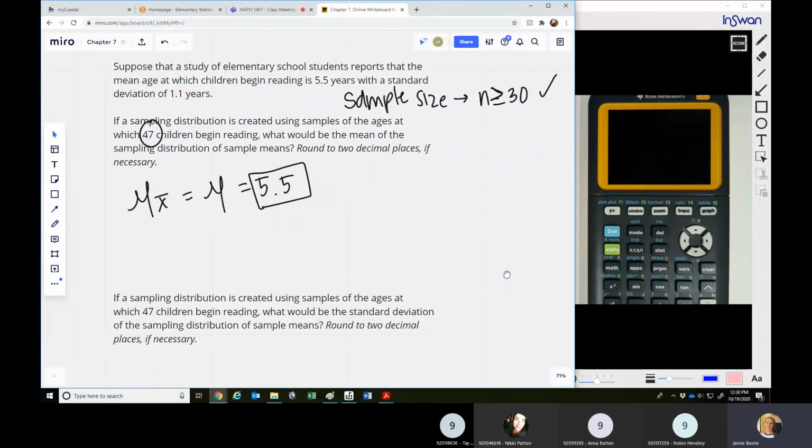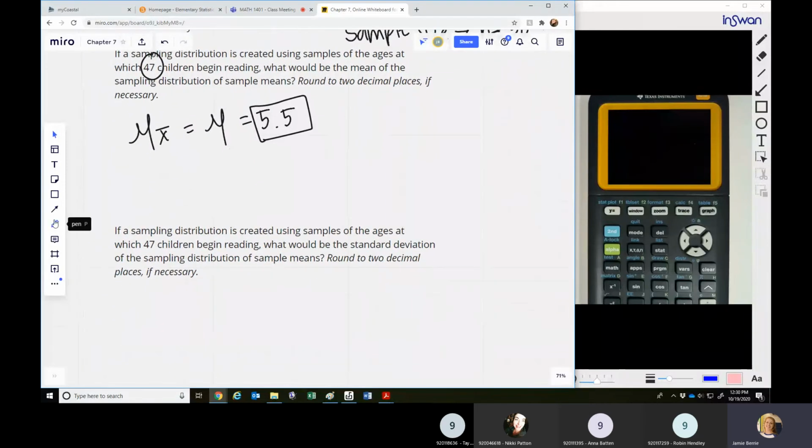Okay. And then the last one starts off the same. It says, if a sampling distribution is created using samples of the ages at which 47 children begin reading, what would be the standard deviation of the sampling distribution of sample means, round to 2 decimal places, if necessary? All right, so we're going to write the formula. So sigma sub x bar, which is the standard deviation of the sampling distribution. The formula for that is just the standard deviation of the population divided by the square root of n.